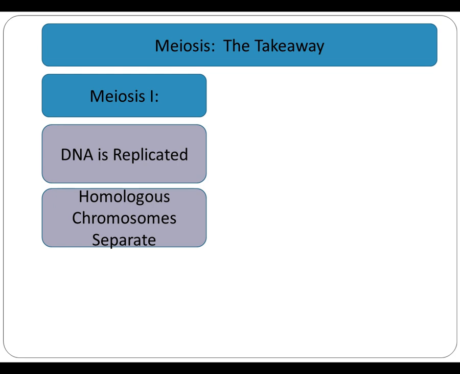Secondarily, during meiosis 1, our chromosomes will separate during anaphase, but they're homologous chromosomes. Do you guys remember what was separated during mitosis? Not sister chromosomes. So in meiosis, homologous chromosomes, whole, doubled up, replicated chromosomes will separate.